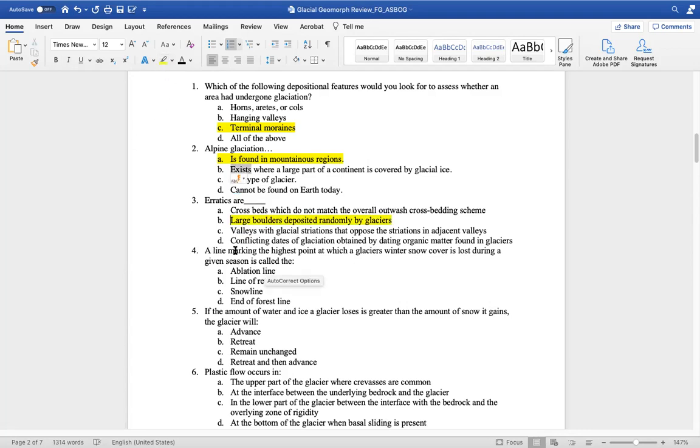All right. A line marking the highest point at which a glacier's winter snow cover is lost during a given season is called the what? Ablation line, line of retreat, snow line, end of forest line. All right, so I'm going to say it's not D. I don't know. Yeah, no.